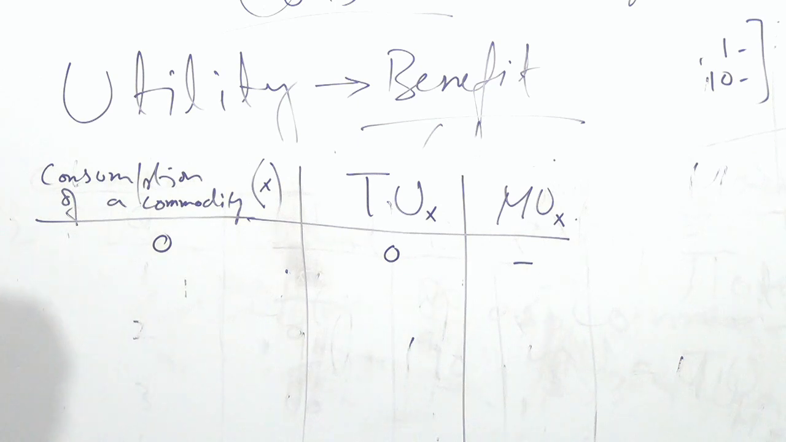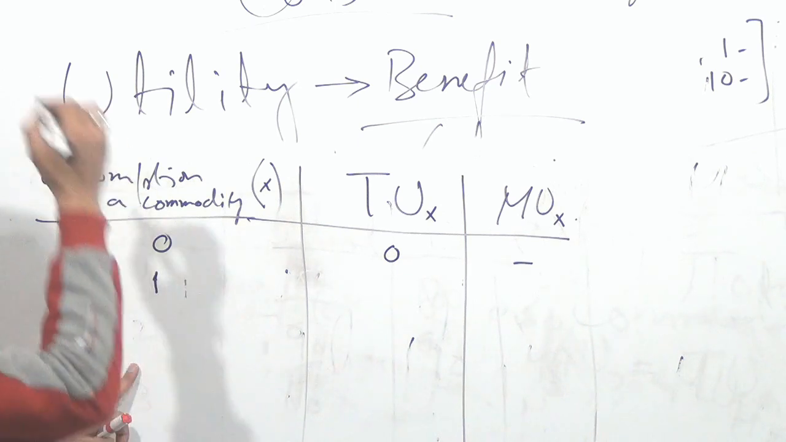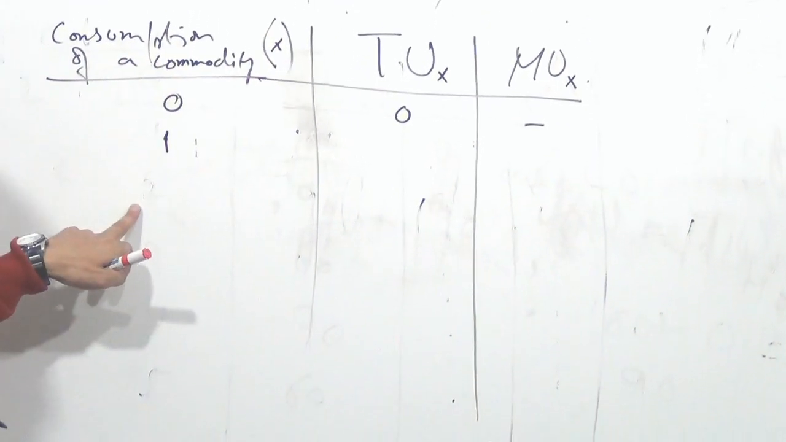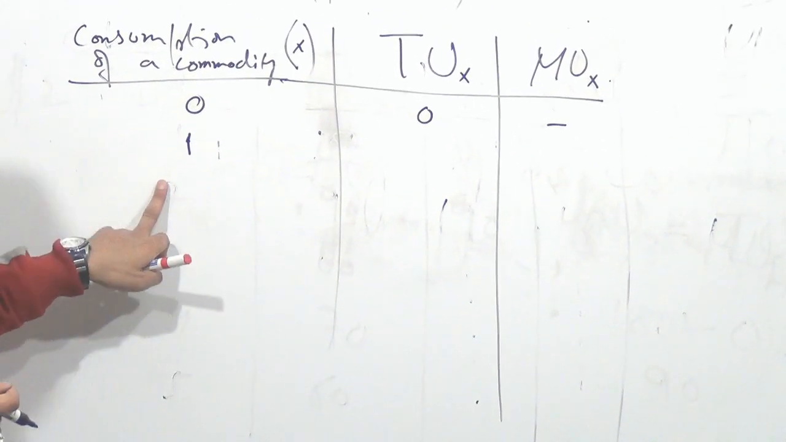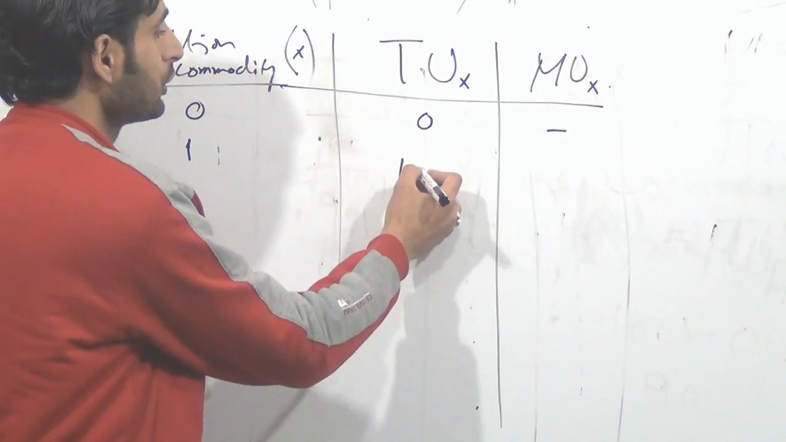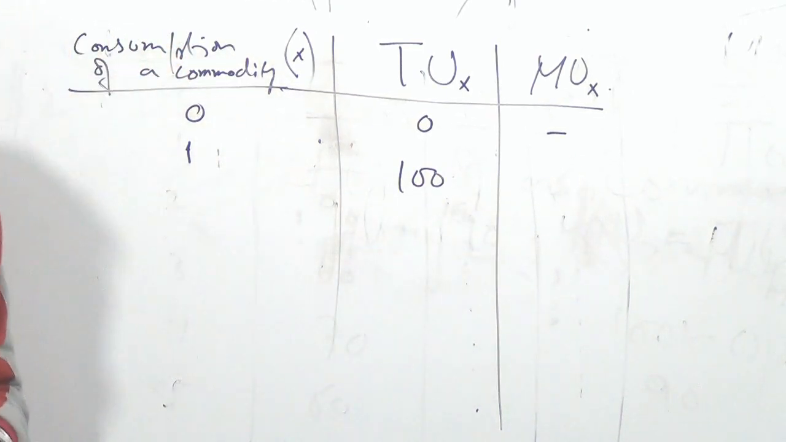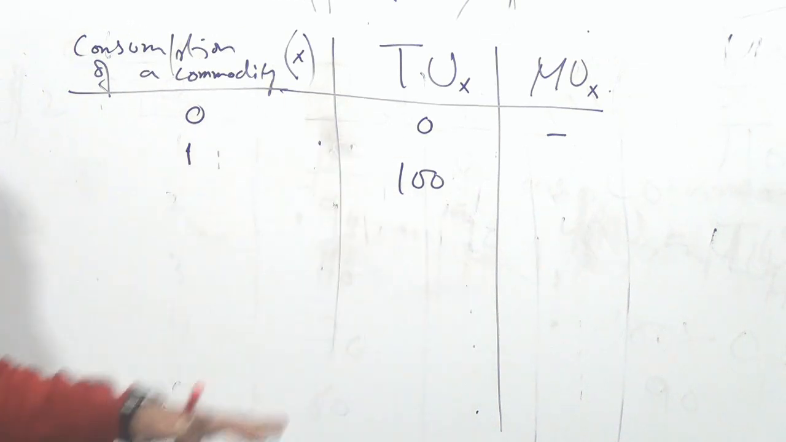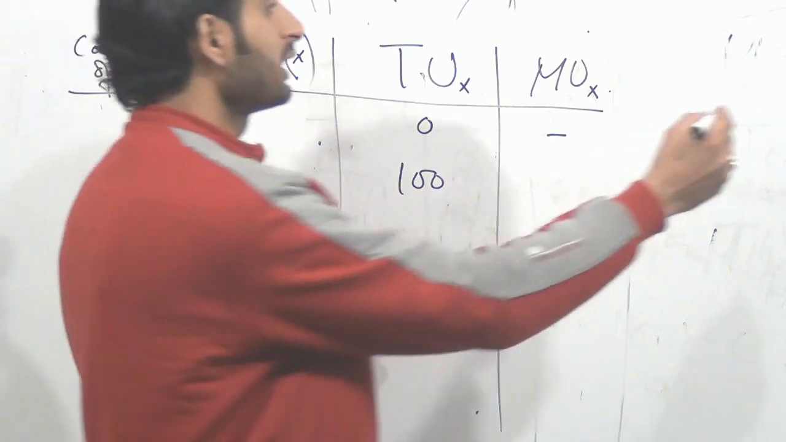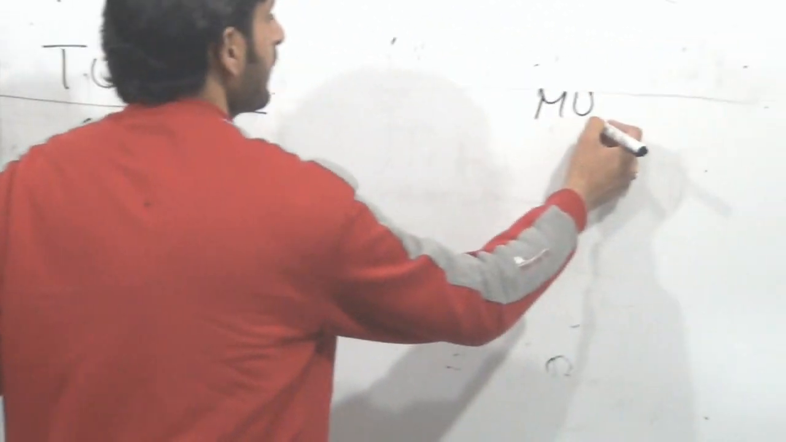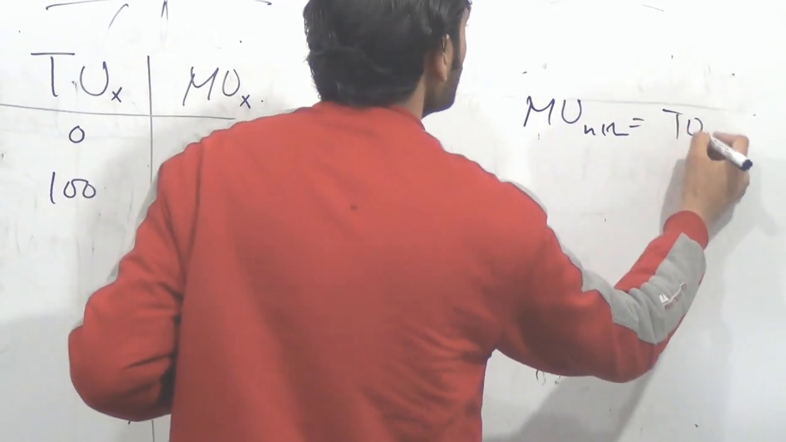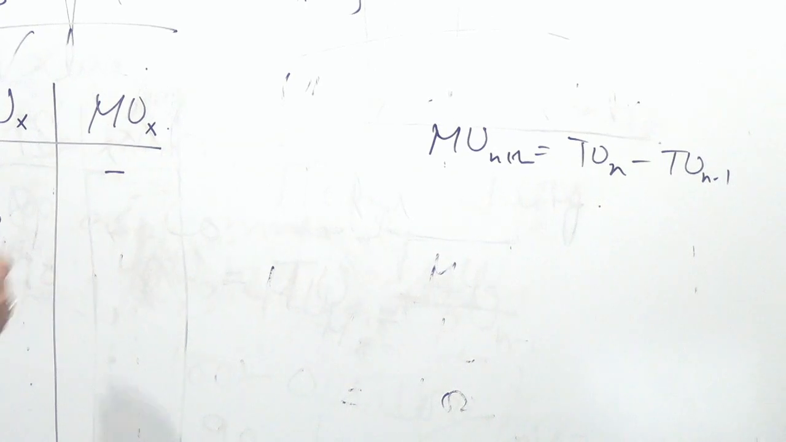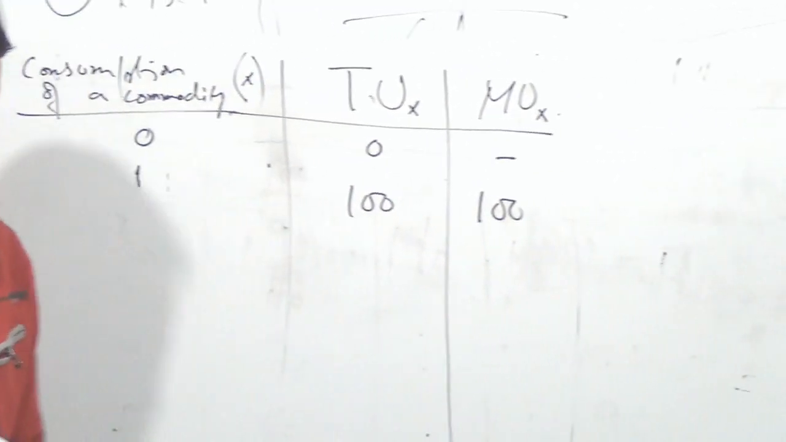The second row I'll talk about is the first unit. When I consume the first unit of this commodity X, suppose it gives me a total satisfaction, a total utility, of 100 utils. As we know, there is nothing to calculate. Marginal utility at the nth unit is equal to total utility at n minus total utility at n minus 1. So here there is nothing to subtract, so the marginal utility will be 100 as well.